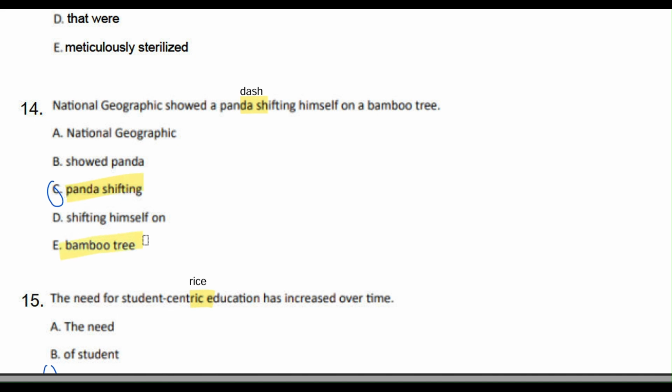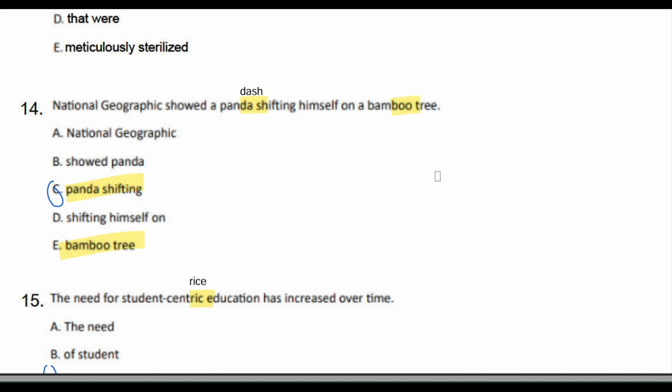So panda shifting works like this. You take the last 2 letters of panda, D-A, and the first two letters of shifting, S-H, and that spells dash. And lastly, bamboo tree, taking the last three letters of bamboo, B-O-O, and the first letter of tree, T, gives the hidden word boot.